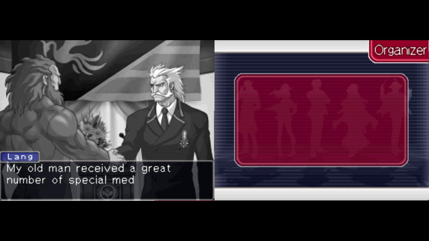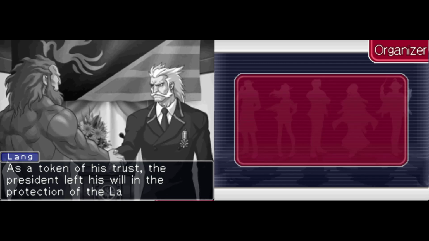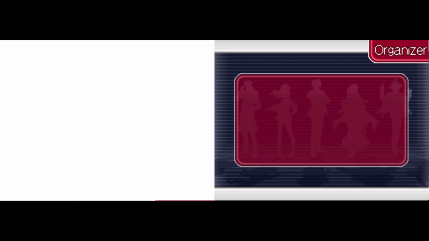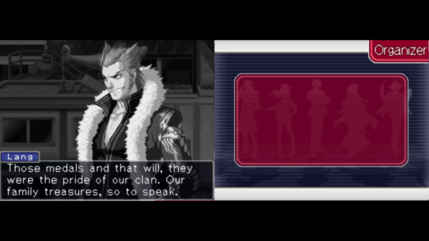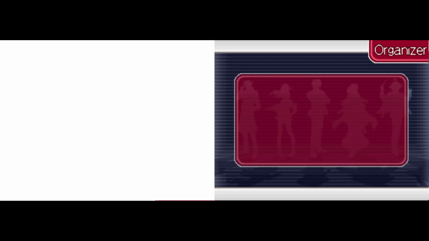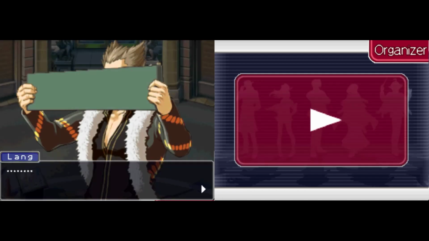My old man received a great number of special medals from the president himself. As a token of his trust, the president left his will in the protection of the Lang clan. Those medals in that will, they were the pride of our clan, our family treasures, so to speak. But what is in the president's will? We're going to have to find out next time.